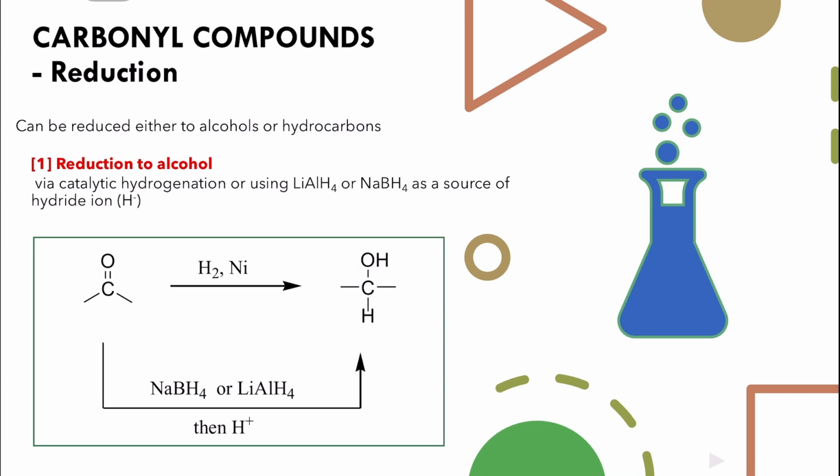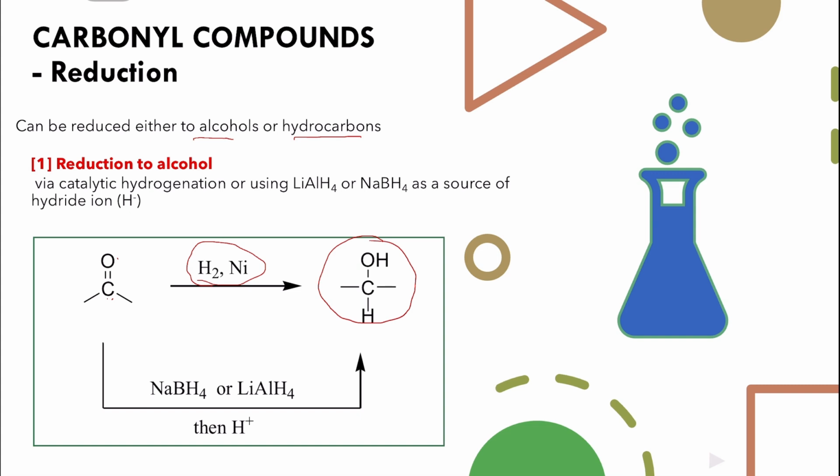What about reduction? Carbonyl compounds can be reduced either to alcohols or to hydrocarbons, depending on the reducing agent we are using. To reduce carbonyl compounds to alcohols, we can use catalytic hydrogenation, like hydrogen on nickel or platinum, and then hydrogen will be added to both atoms of the double bond. So one hydrogen on the carbon and one hydrogen on the oxygen. So you will end up with the alcohol.